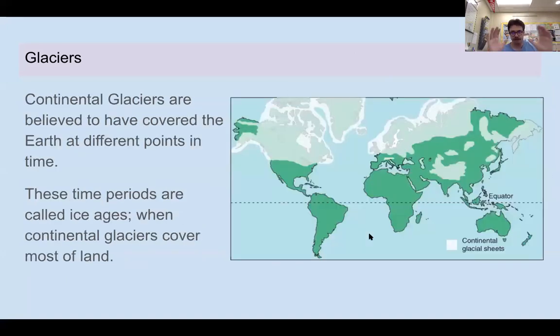Continental glaciers, though, let's talk about those first, are believed to have covered large portions of the Earth at different points in time. These time periods were referred to as ice ages, and an ice age is just when continental glaciers cover most of land. Here we see a picture of continental glacial sheets that covered a lot of the northernmost parts of the northern hemisphere. And at different points, it is thought that these continental glacial sheets extended down almost to the southern parts of the United States.